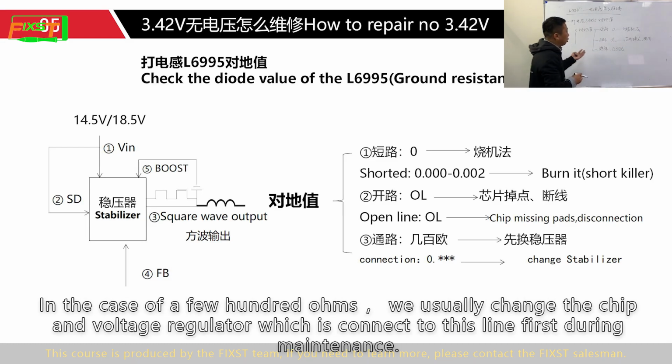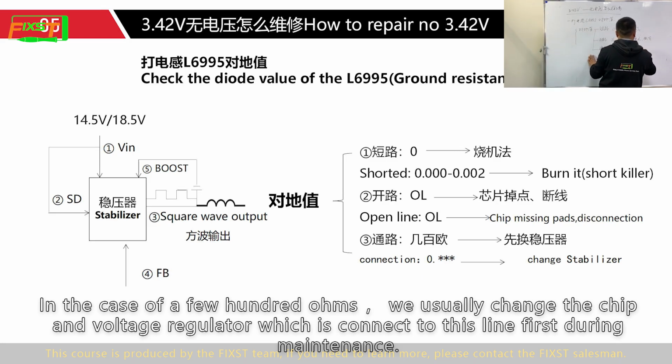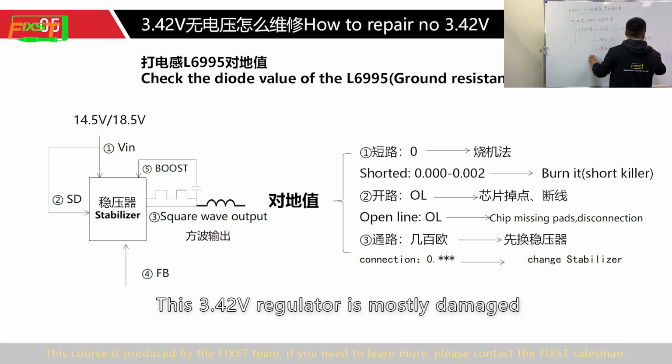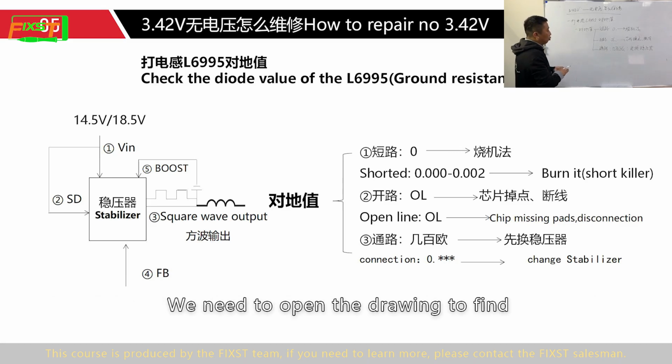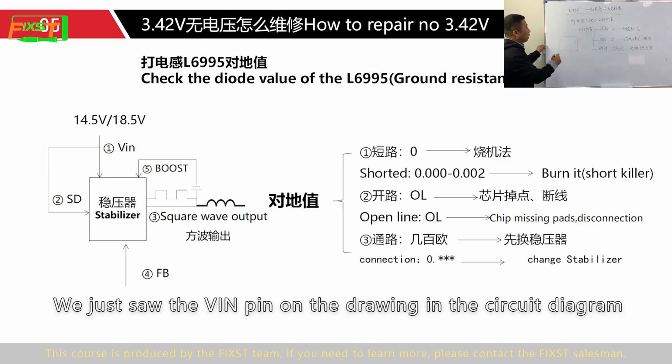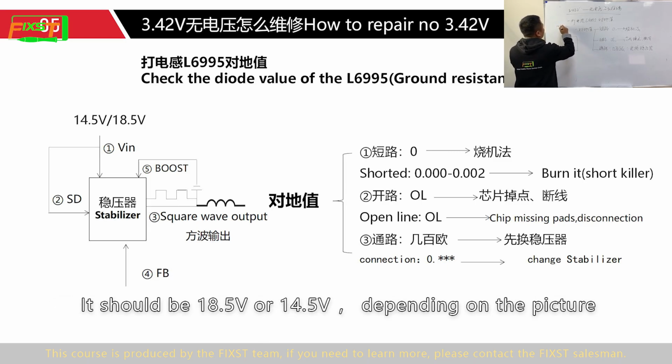In the case of a few hundred ohms, we usually change the chip and the voltage regulator connected to this line first during maintenance. This 3.42 volt regulator is mostly damaged. So if it is not good after changing the voltage regulator, how can we repair it? We need to open the drawing to find out. We just saw the VIN pin on the circuit diagram. It should be 18.5 volt or 40.5 volt depending on the picture.